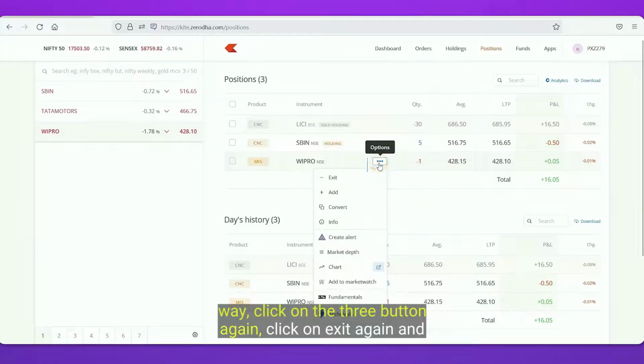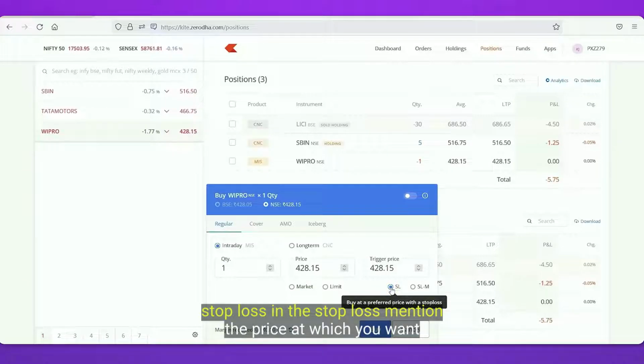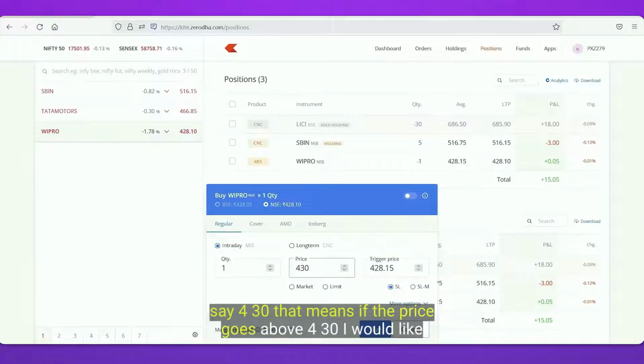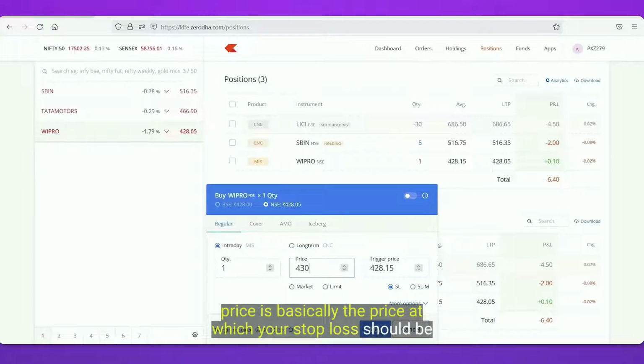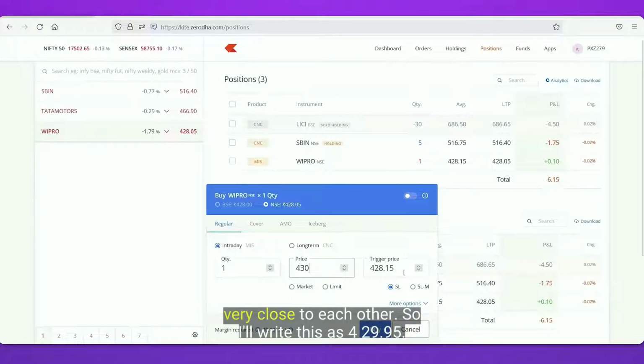Click on the 3 button again, click on exit again, and this time instead of market or limit, click on SL. SL stands for stop loss. In the stop loss, mention the price at which you want to square off. For example, if I make the price as say 430, that means if the price goes above 430, I would like to exit. So there is a price and there is a trigger price. Trigger price is basically the price at which your stop loss should be triggered. Ideally, price and trigger price should be very, very close to each other.